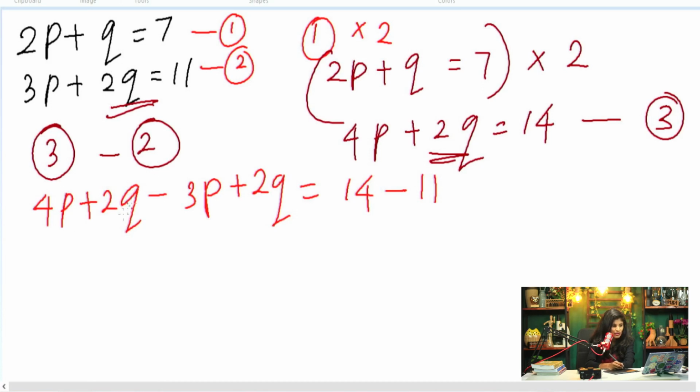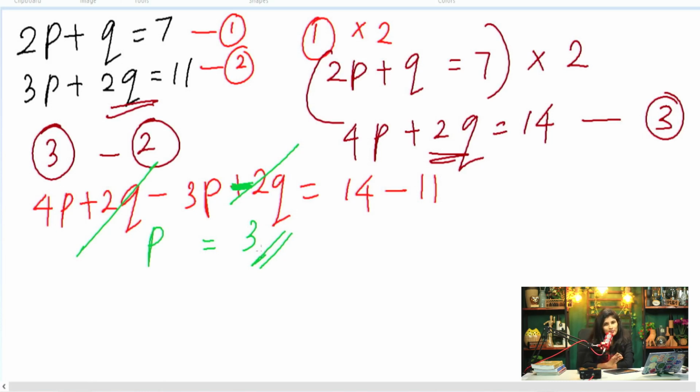Here it is negative, because the subtraction mark applies to both terms, for 3p as well as for 2q. So positive 2q and negative 2q cancel out. 4p minus 3p means only 1p is remaining. And 14 minus 11 means the answer is 3. So we found the answer for p.